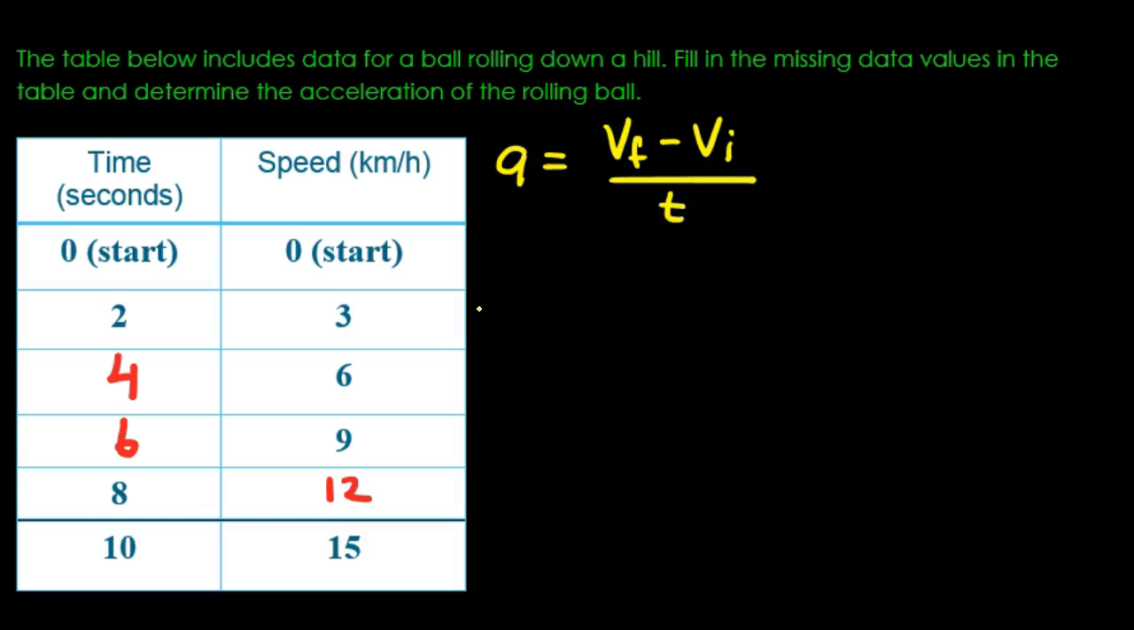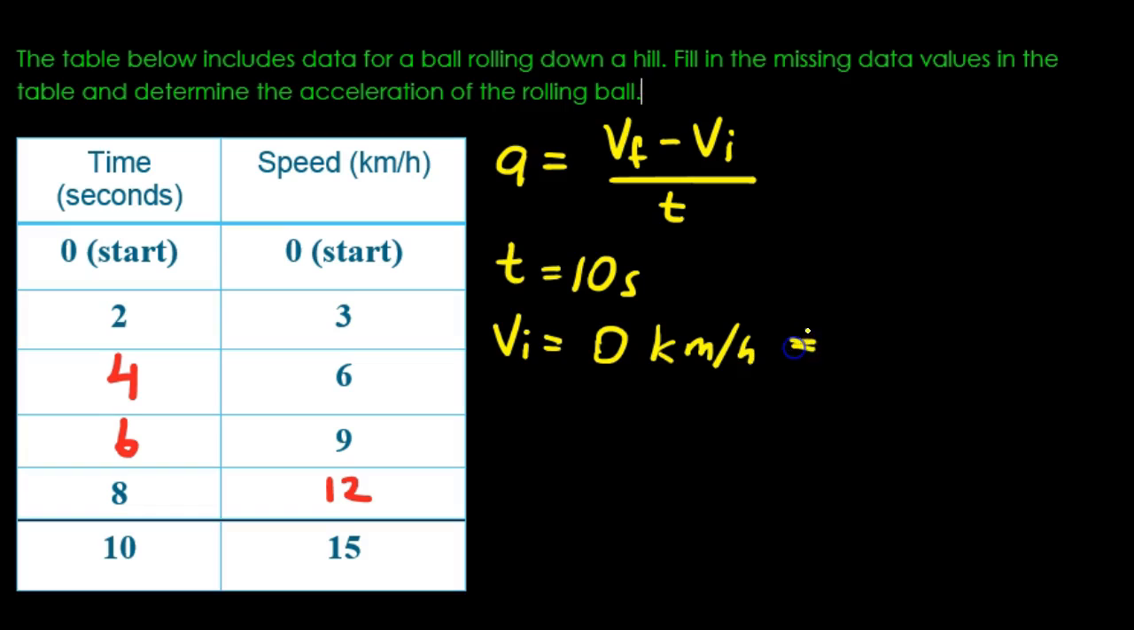Now we can pull out bits of data from the table to plug into our calculations here. From start to finish, our final time value was 10 seconds. So we'll make our time 10 seconds. How fast was it going at the start? We know that at the start it was going 0. Now here is the important thing. It was going 0 kilometers per hour.